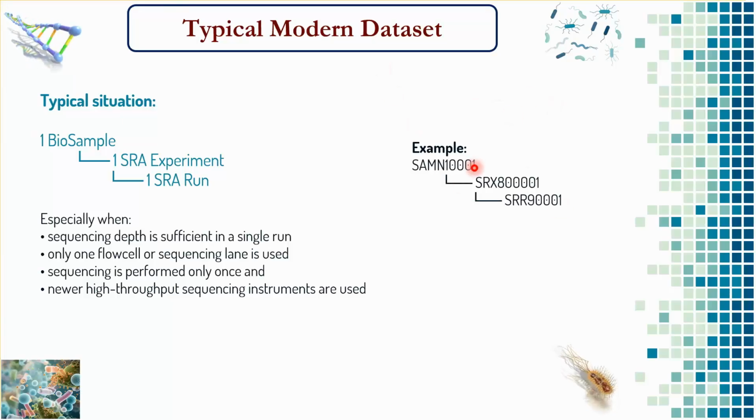This type of organization is extremely common in RNA-seq datasets, Amplicon sequencing datasets, small bacterial genome datasets, and many Illumina sequencing datasets. Modern high-throughput sequencing often produces enough data from a single sequencing run. Therefore, one biosample commonly corresponds to one experiment and one run.